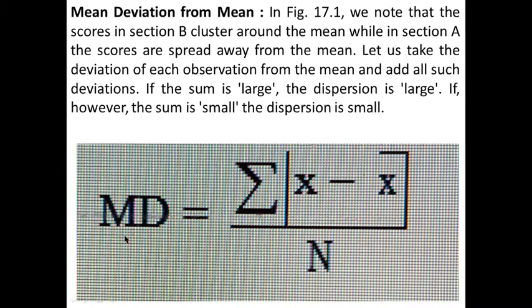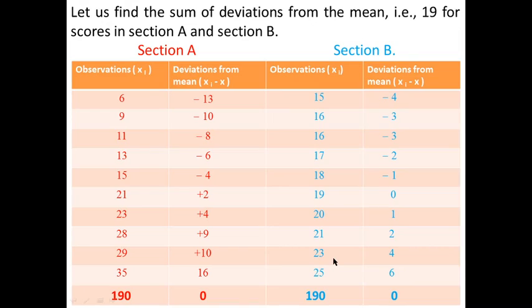The formula for calculation of mean deviation is equal to the sum of (x1 minus x bar) divided by n. N means the number of observations. Let us find the sum of deviations from the mean, that means 19, for scores in section A and section B. Both the means of the section A data and section B are the same, 19.